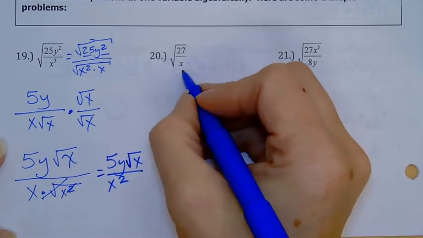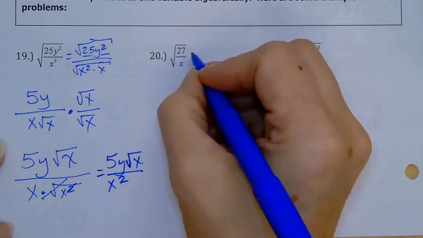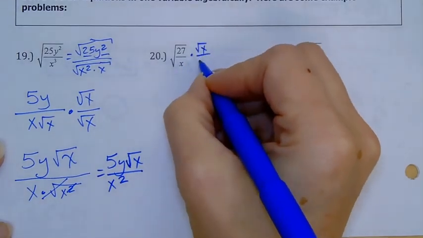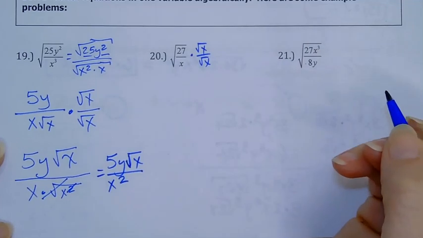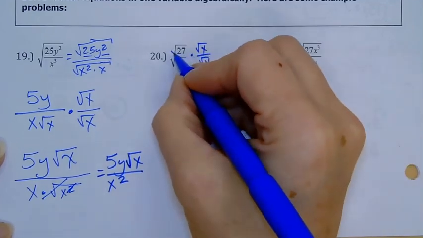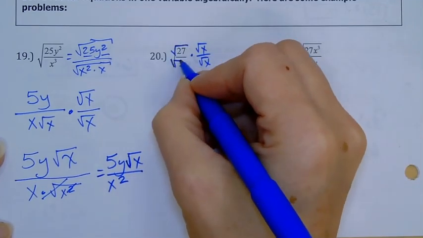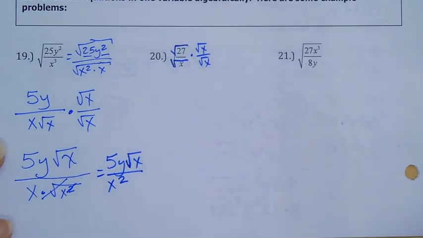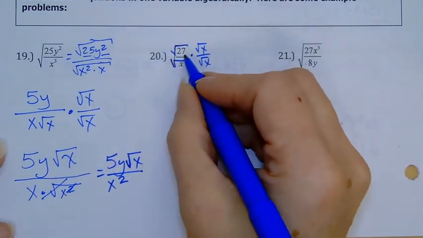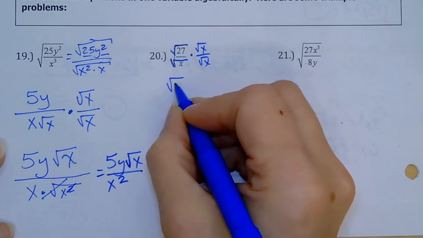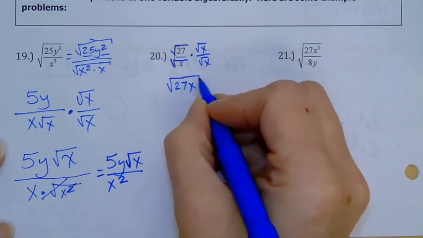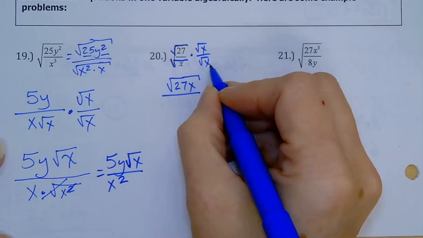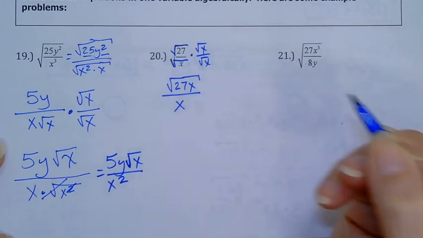All right, 27 over the square root of x, I'm going to multiply that by the square root of x over the square root of x. So realize that I'm kind of doing two things in one. I'm making this the square root of 27 over the square root of x, and I'm going to multiply it by the square root of x over the square root of x. So I have the square root of 27x in the numerator, all over the square root of x times the square root of x, which is just x.